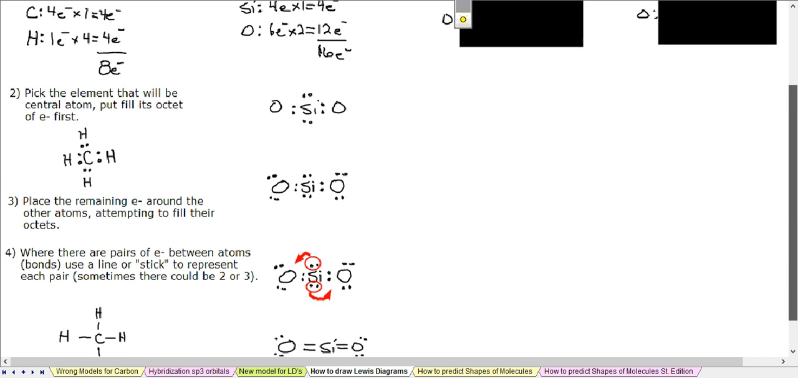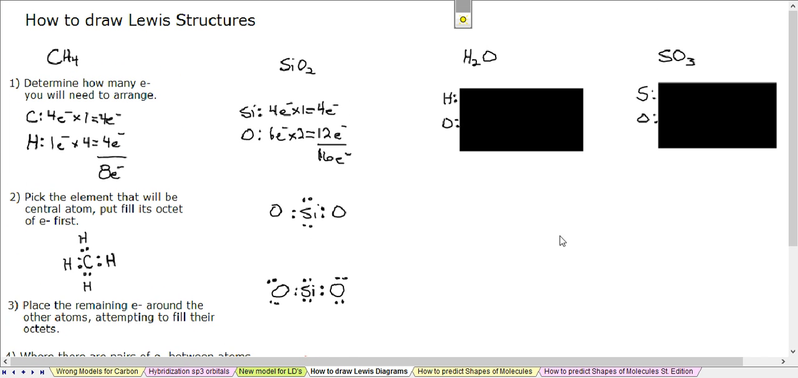Now what we're going to do is go up here, and what I would like you to do first is maybe pause the video right now and see if you could figure out the number of electrons in play for water and sulfur trioxide. See if you guys can take a second here, pause it, and see if you can figure this chart out.